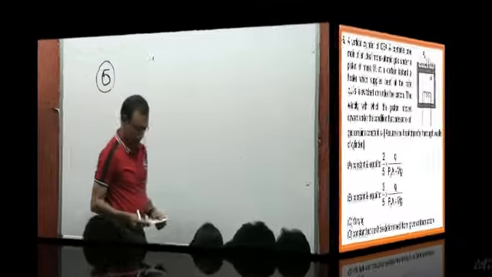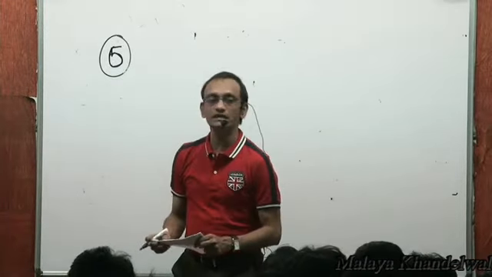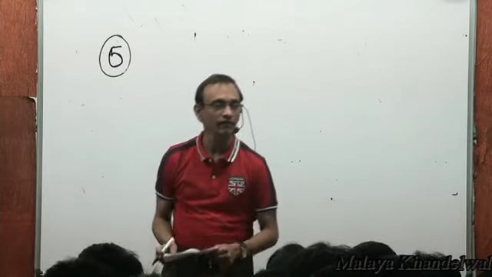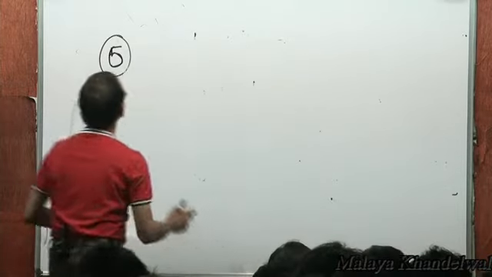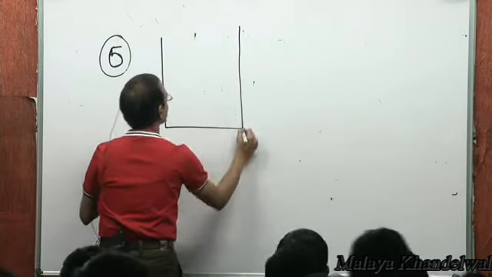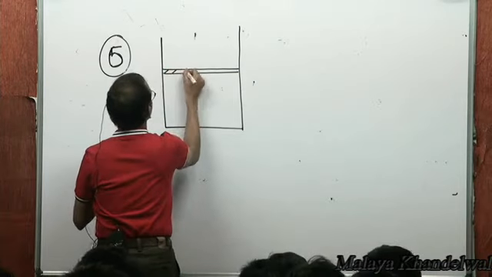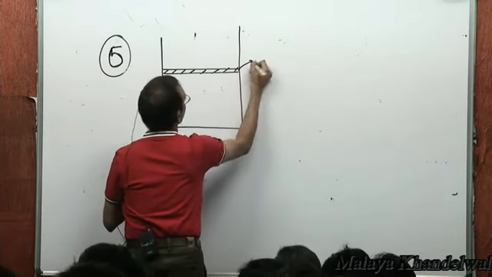Number 6. A vertical cylinder of CSA. CSA means cross-sectional area A, right? This is a vertical cylinder and it has cross-sectional area A.